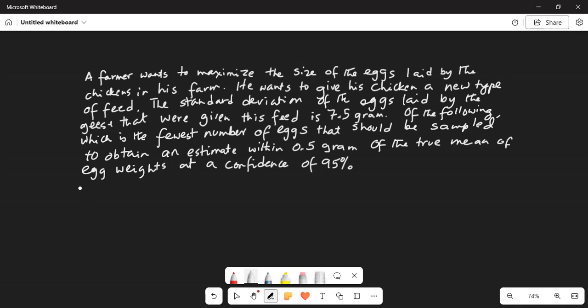So the options are A, 29.4, B, 100, C, 609, D is 864. So let me make sure this is D as in David. D is 864. And E, option E is 865.